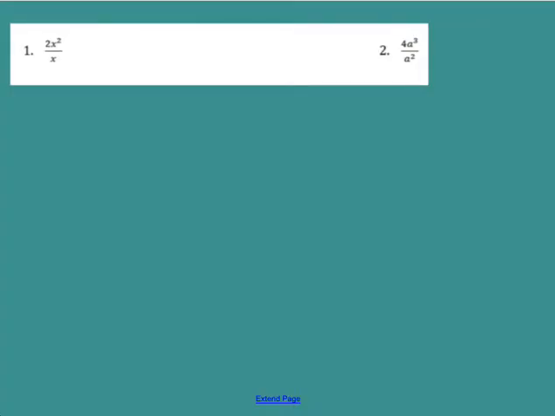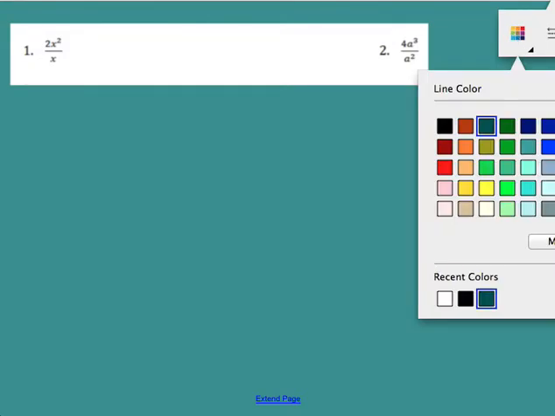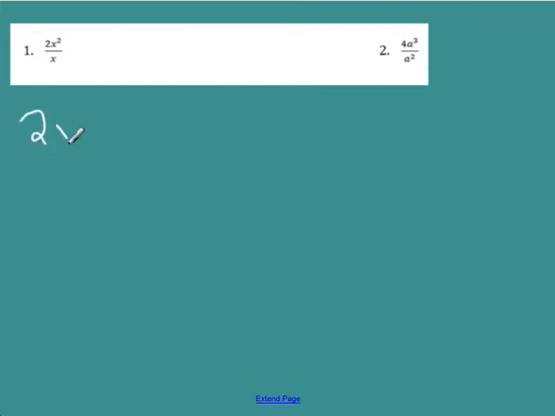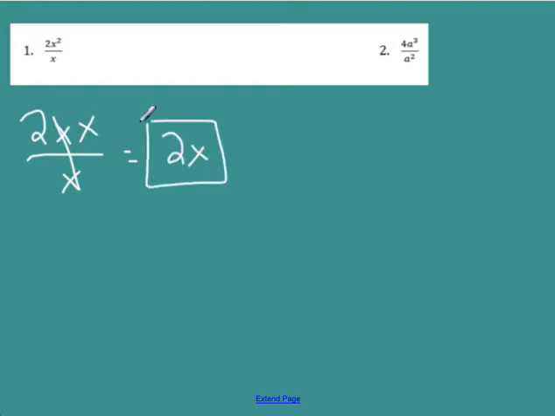So this is stuff you've actually done before. We did it in Unit 3 and we actually reviewed it earlier in this unit. So when you have 2x squared, remember that's the same as 2x times x divided by x. So what I'm going to do is cross off my overlapping x's and I just end up getting 2x for my simplified version. So that's the simplified version.